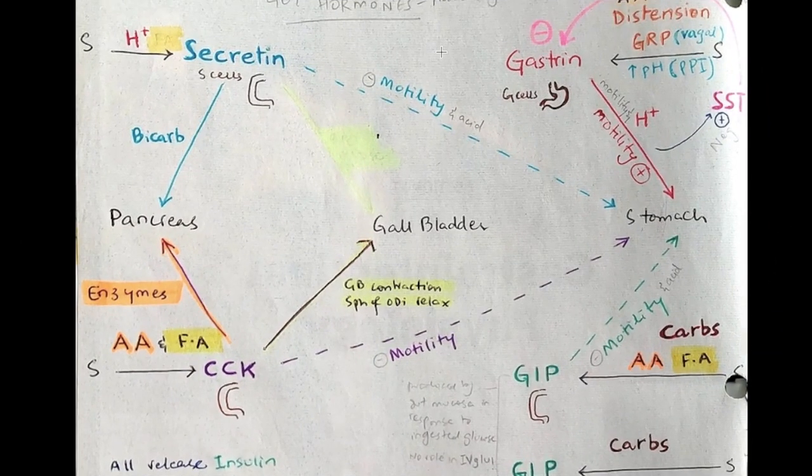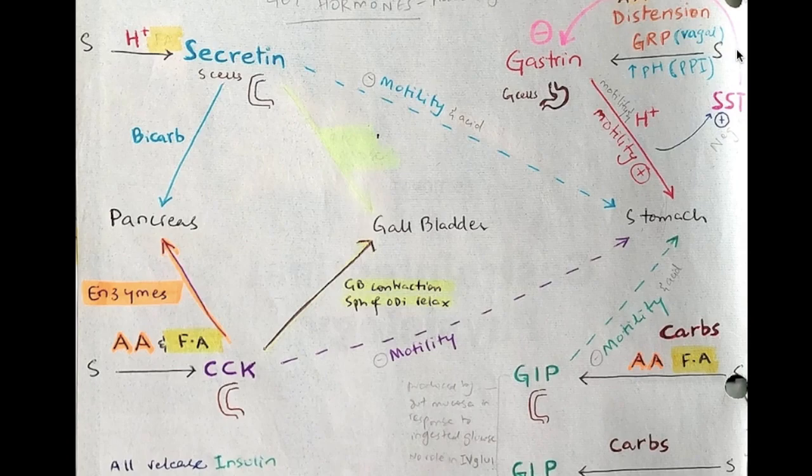Now, the opposite to secretin is gastrin. Gastrin causes the production of acid, and hence we've written that in red. Gastrin is red. Gastrin is produced by the stomach cells, the G cells of the stomach, and there are a few things that, if they happen in the stomach, gastrin will be released.